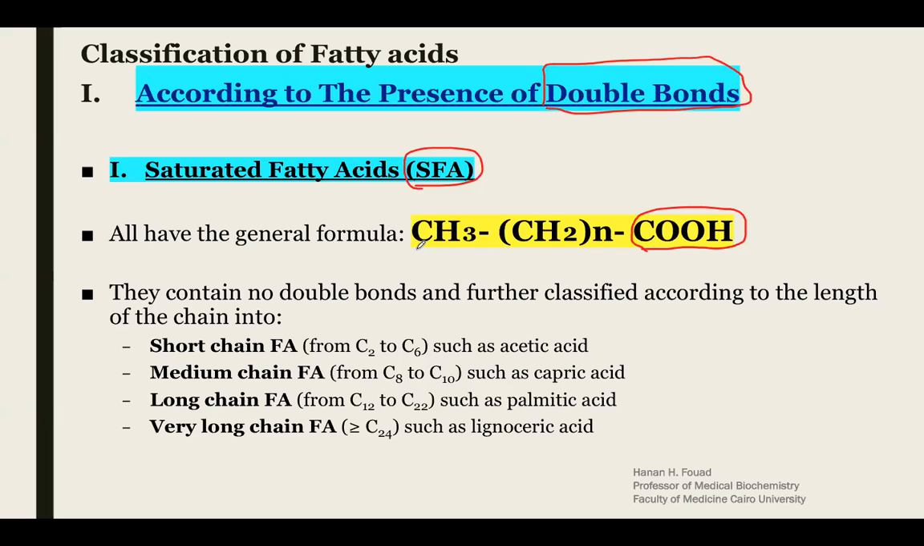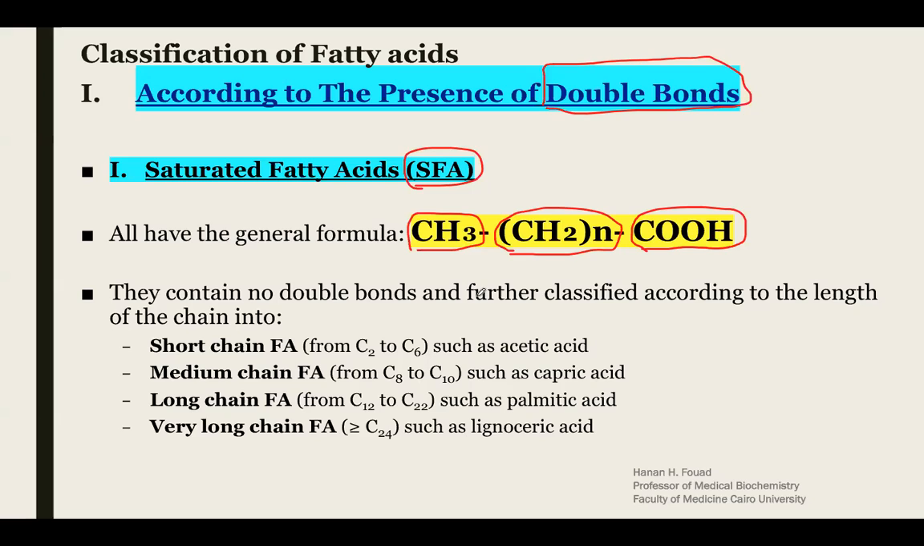From the other side, we have the methyl group. And then we have a number of methylene groups linked by covalent bond. CH2 methylene, number N. This N may be 1 methylene group. N may be 2 methylene groups attached together. 3 methylene groups attached to each other. Okay? We may have 9 methylene groups. So fatty acids have different chain lengths, different numbers of carbon atoms.